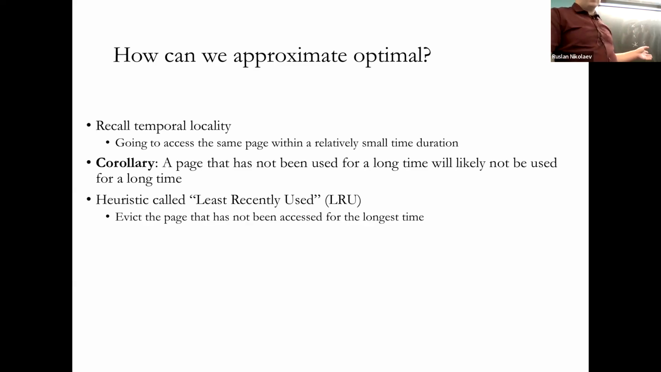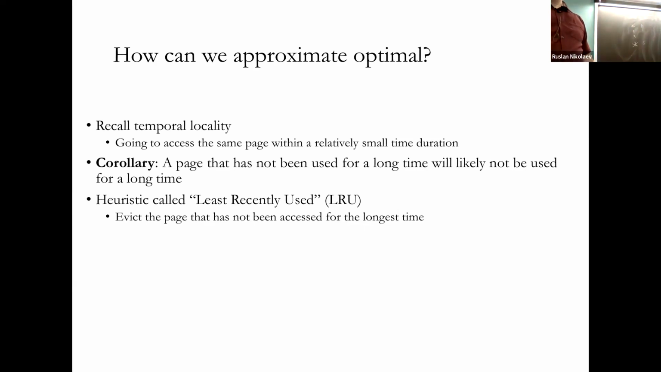So there is temporal locality, right? We want to recall that, because we're going to the same page within a relatively small time duration. Given that, we can approximate it. It seems like it's global, that I have to know the future, which will happen maybe after hours or days of running this program. But if I have temporal locality, I just need to care about some small duration.